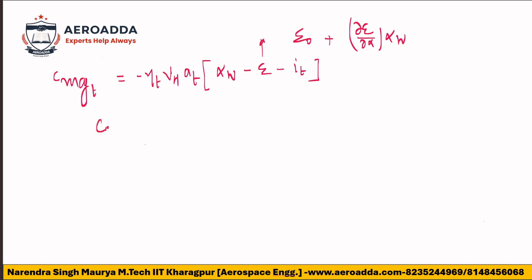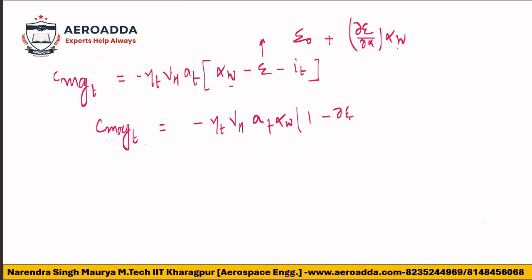So you just do the steps. CMCG, it's nothing but, check it now everybody. What you will get, you see it. It's nothing but minus eta t VH AT and just open the bracket: alpha W, correct. And in alpha W and this epsilon, you just take alpha W common. Alpha W is here, alpha W is here, so you will take it common, so it will have a 1 minus. Please see these steps.